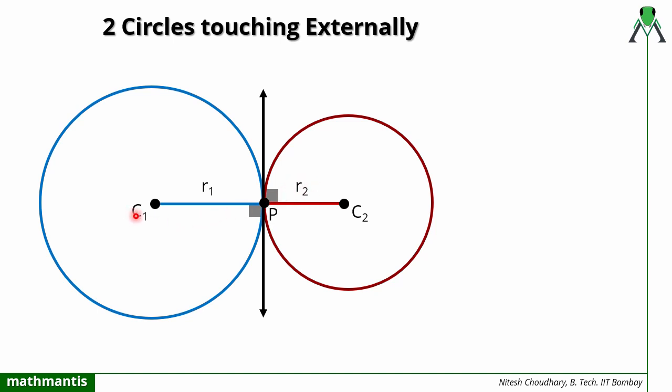So from this figure we can see that if two circles are touching each other externally, the distance between the centers of the circles is equal to the sum of their radii. So C1C2 is equal to R1 plus R2. This is one of the properties that we will use to solve the question.